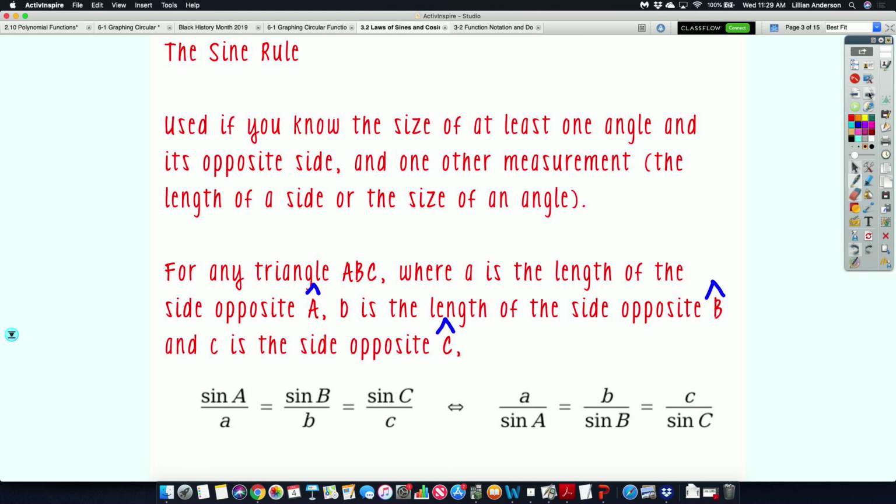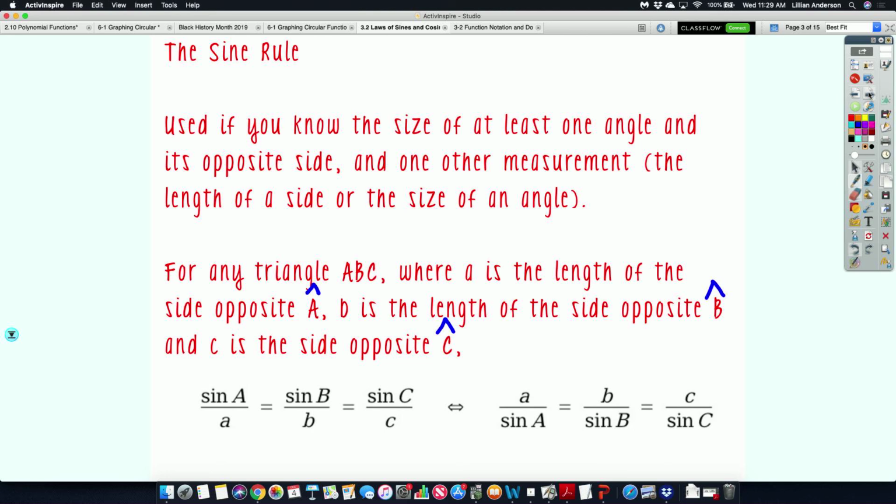Let's start with the sine rule. Why? Because sine rule is the more complicated one, so let's go ahead and get that one out the way. All right? So, the sine rule. It is used when you know the size of at least one angle and its opposite side, and one other measurement. Okay? That other measurement could be the length of a side or the size of an angle.